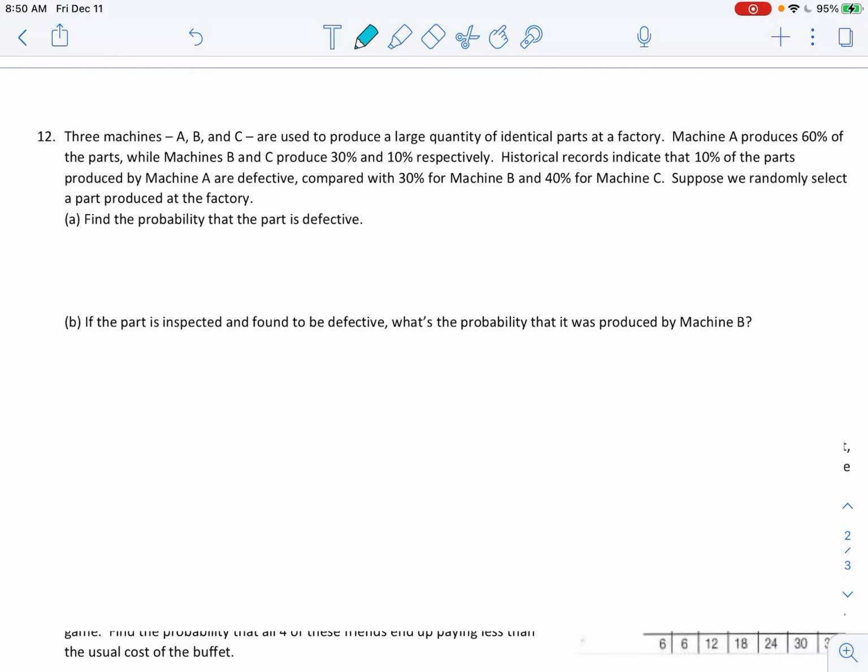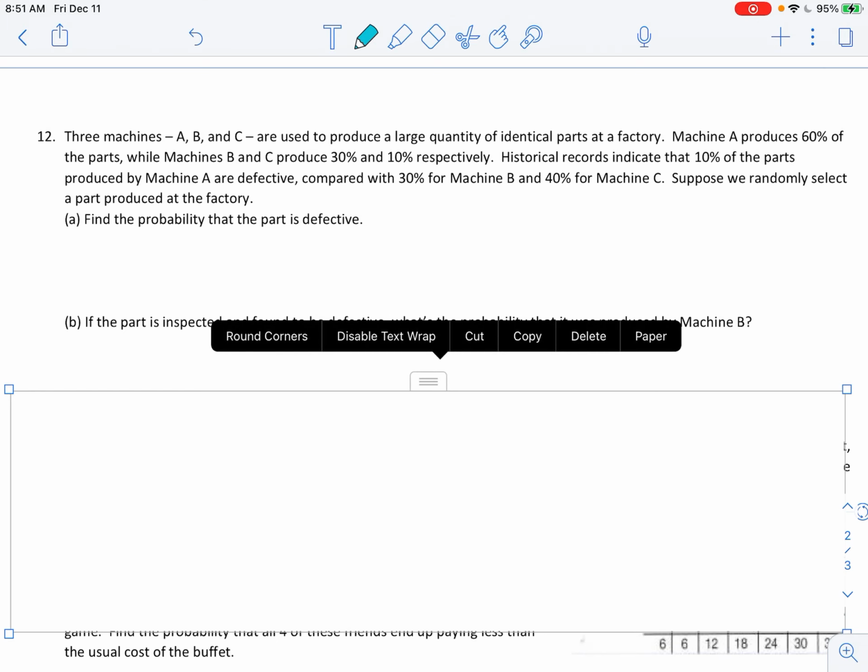Number 12 talks about the 3 machines used to produce a large quantity of parts at a factory. And we have machine A, machine B, and machine C. And it says the historical records indicate that 10% of the parts made at A are defective, 30% at B, and 40% at C. And we're supposed to randomly select a part that was produced at the factory.